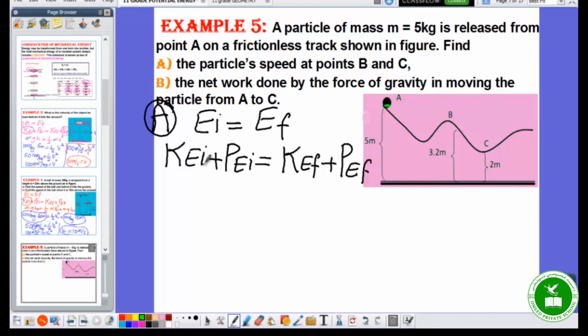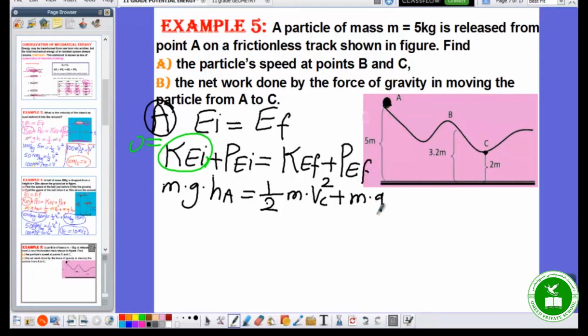You know at point B kinetic energy is 0 because speed is 0. Okay, next we have to calculate now. Potential energy, initial potential energy means potential energy at point B. So M times G times H of A should be equal to 1 over 2 M times VC square, because now we are dealing with point B, point C, okay? Plus M times G times H of C.